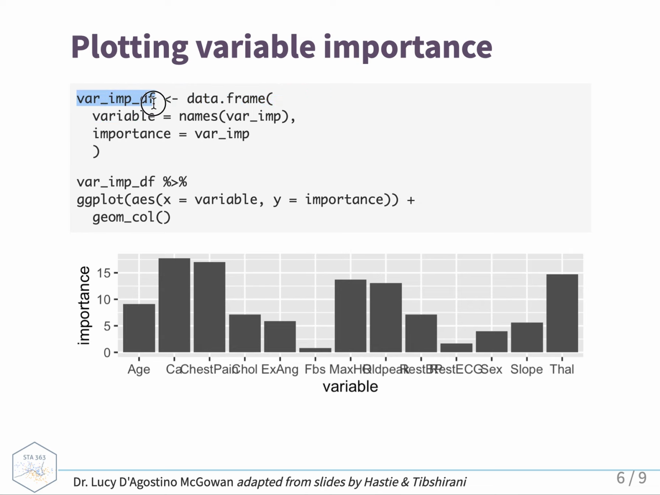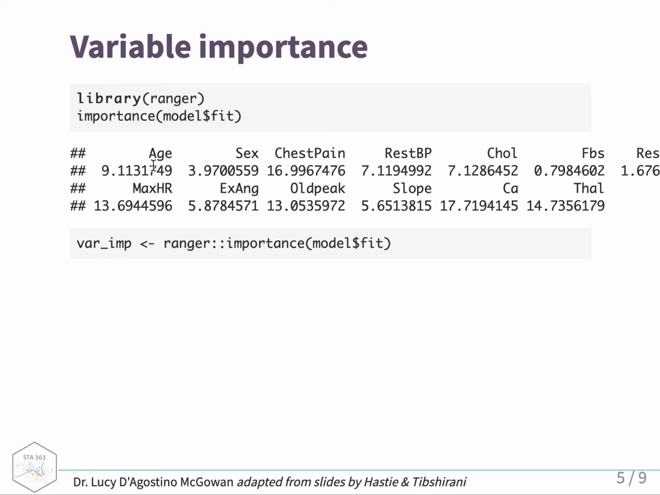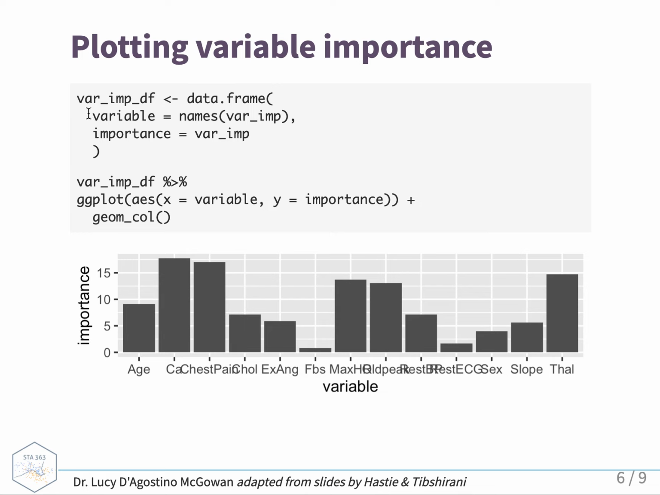So now I'm taking that var_imp, that's this right here, and I'm creating a data frame. data.frame will make a data frame, and my data frame is going to have two variables. One is going to be called variable, and that's going to be set equal to the names of the var_imp object, so basically age, sex, chest pain, resting blood pressure, etc. My second variable in this data frame is going to be importance, and that's going to be equal to the values in this vector that I just pulled out of the importance function from the Ranger package.